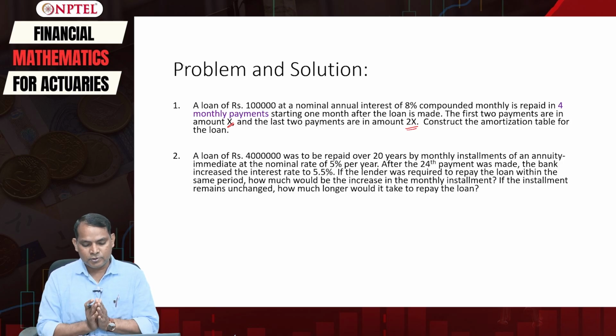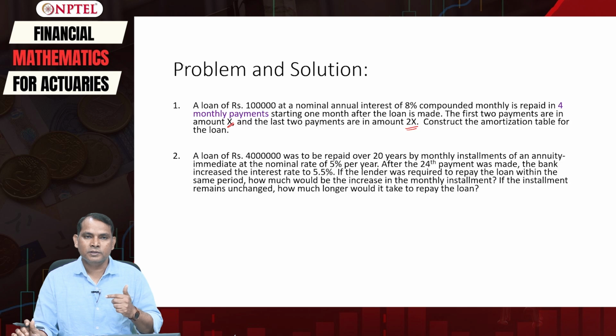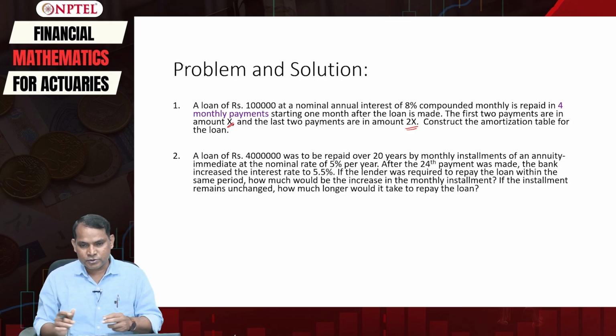So here we have to understand the problem first. The loan amount is 1 lakh rupees. The interest per annum is 8%, and the loan has to be repaid within 4 months in 4 installments. The first two installments are of amount X and the last 2 months will be 2 times X amount. So we have to construct a loan amortization table for this 4 payment scheme.